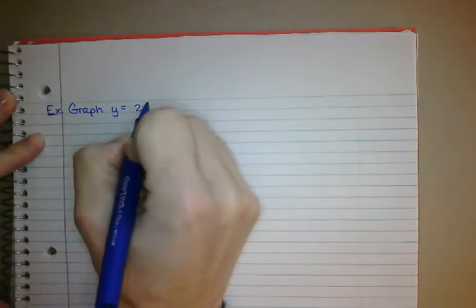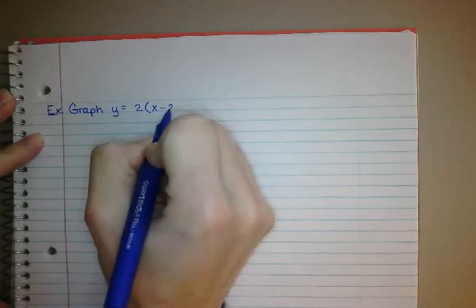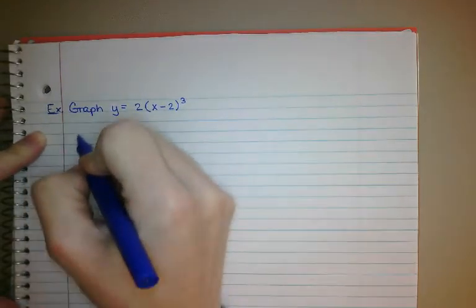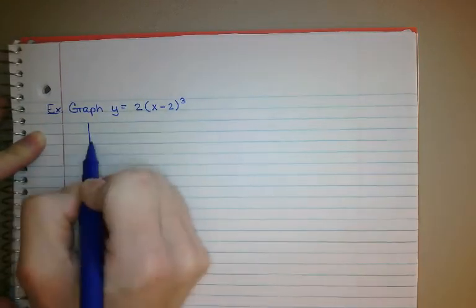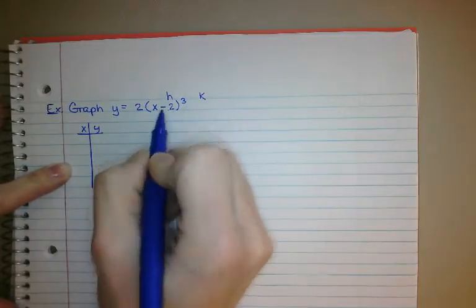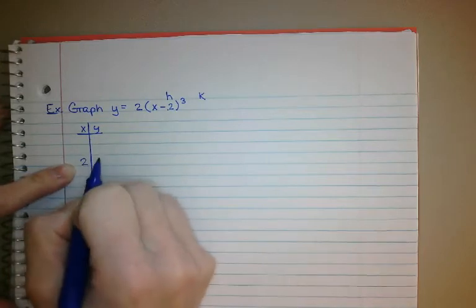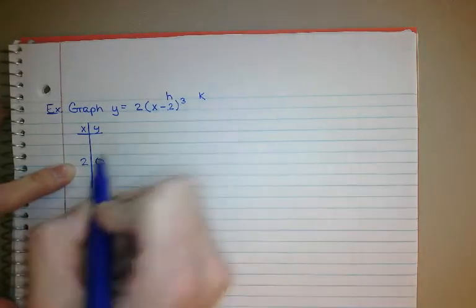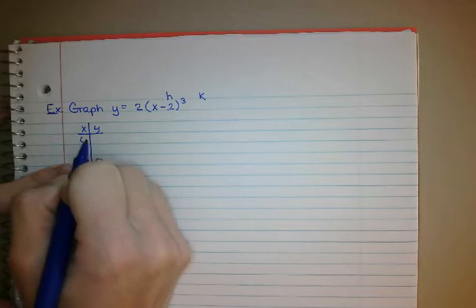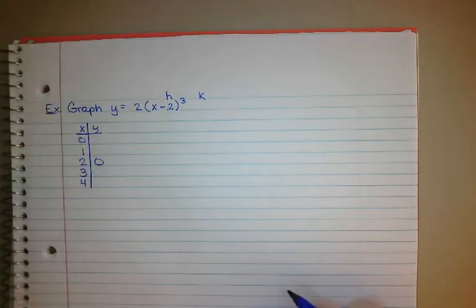Okay, let's try one more example where we're graphing. Let's say we have y equals 2 times the quantity x minus 2 cubed. Again, the first thing I want to do is make my table. I'm going to write my h and my k, so sign change the h, and that point of symmetry is going to be at (2, 0). I'm going to pick 2 numbers up, 3 and 4, and 2 numbers down, 1 and 0. And I'm going to calculate the y values by plugging them in.